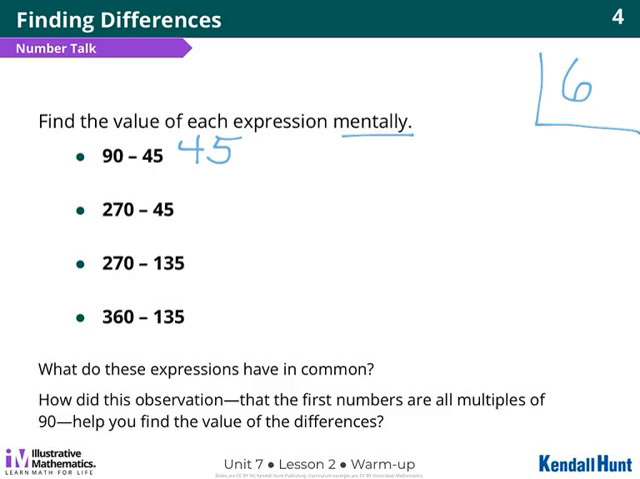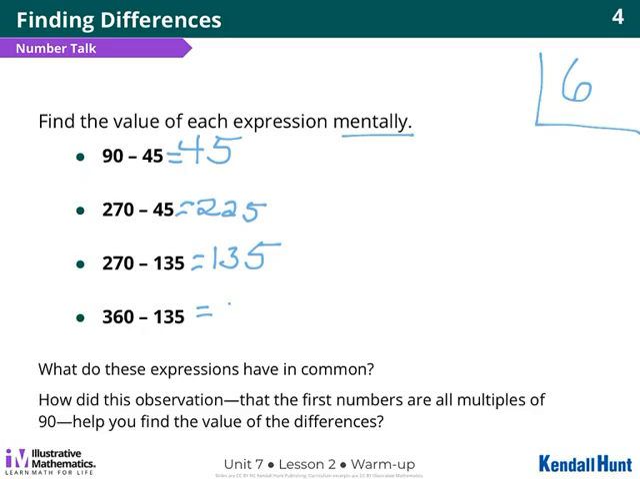And what is 270 minus 45, Gage? 225. Yep. And what is 270 minus 135? Riker. 135. So then what is 360 minus 135? Brett. 225? No, I want to say that's wrong. I think that's going to be too little. But you're on the right track.